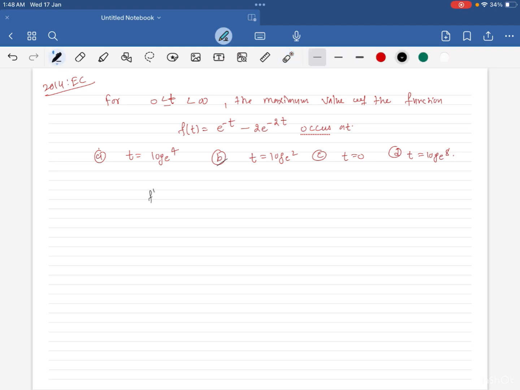So we can take the first derivative of the function, that will give you minus e to the power minus t plus 4 e to the power minus 2t. You can equate it to 0, so from here you will get the stationary point. You can take e to the power minus t common.